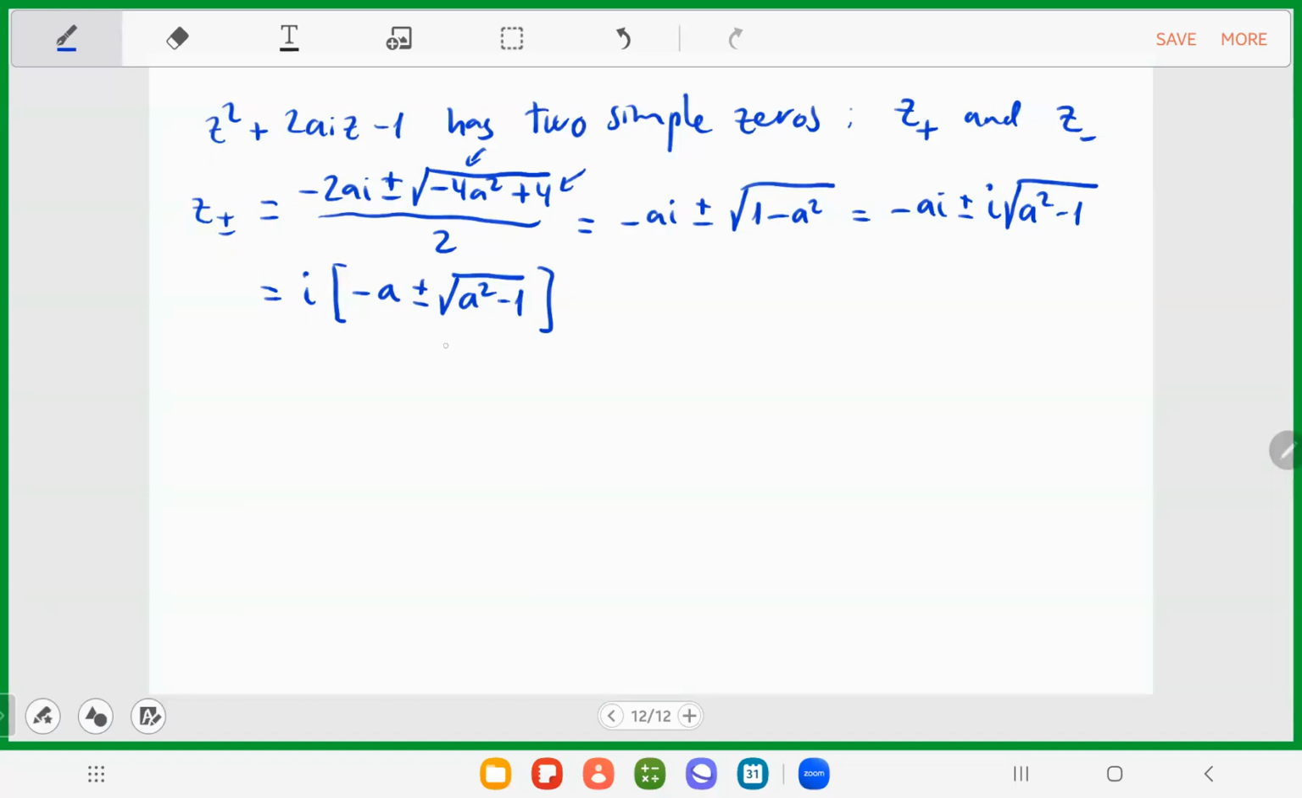But what do I get here? Well, let's write that again. The absolute value of a is larger than 1. That means square root of a squared minus 1 is, sorry, just one moment.